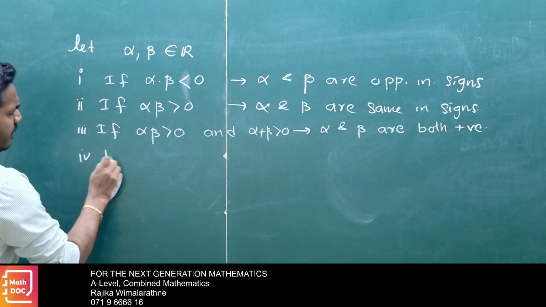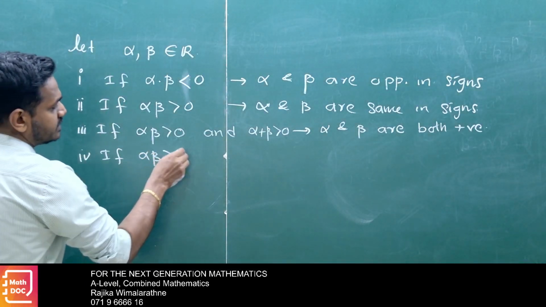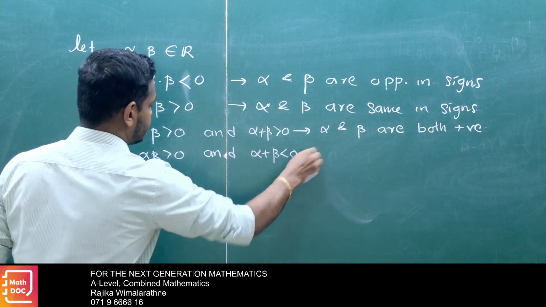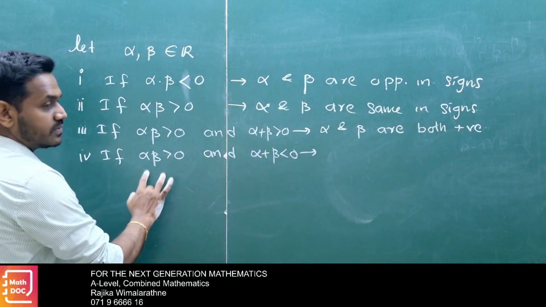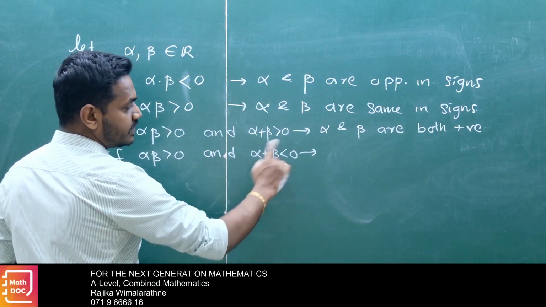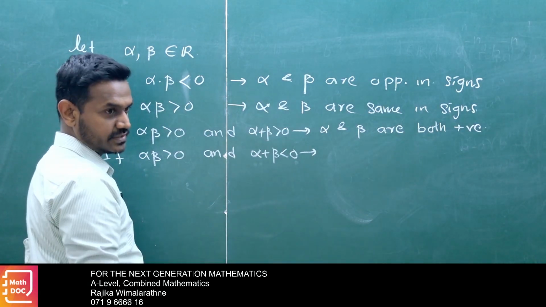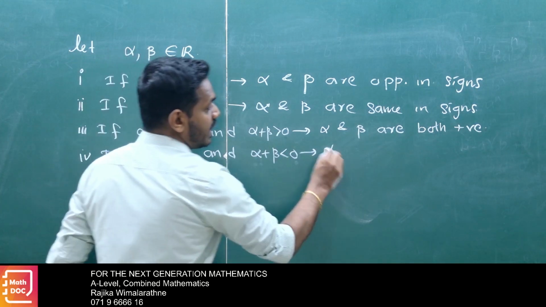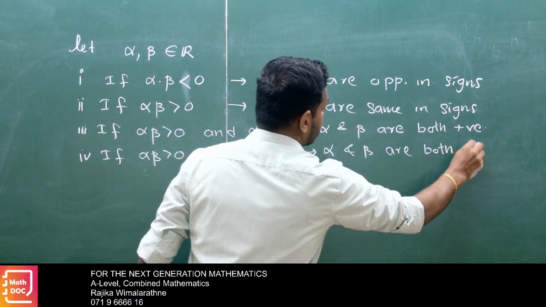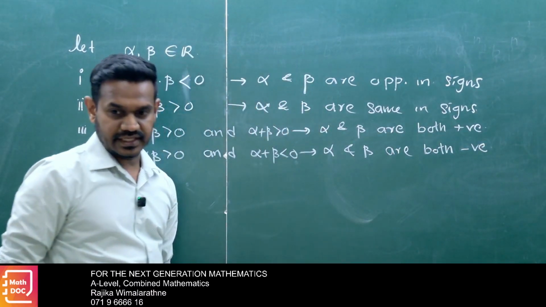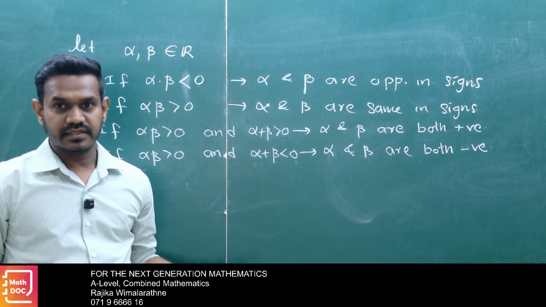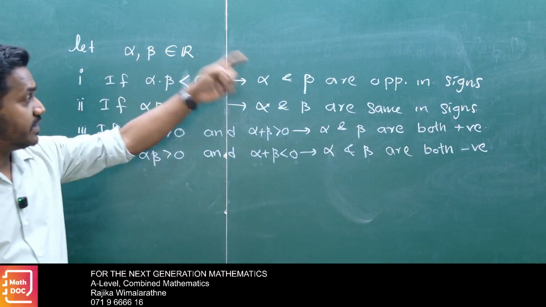Fourth one, if alpha beta is greater than 0 and alpha plus beta is less than 0. See, alpha beta positive means both positive or both negative. But when you go here, if they are positive, we can't get a negative value. Then both positive is impossible, so both negative will be there. Then alpha and beta are both negative. That's how we extract sign by this inequality. Just note that one.